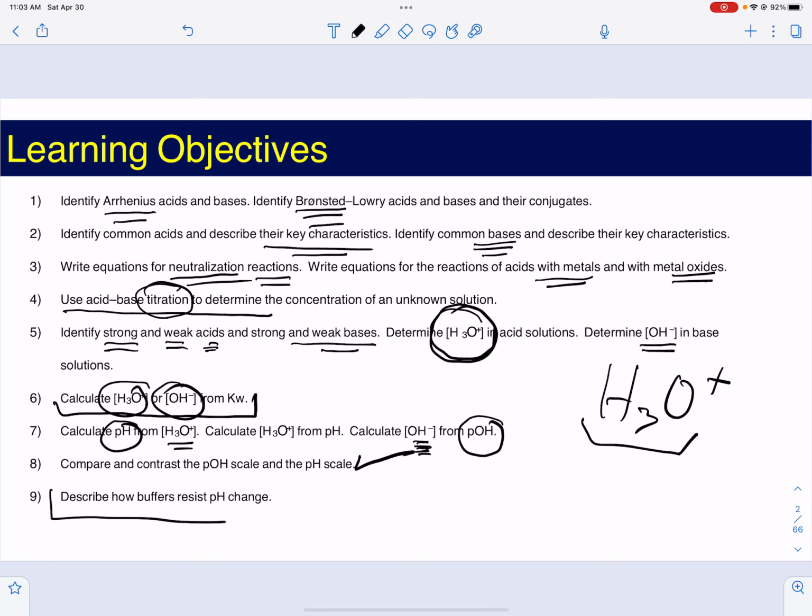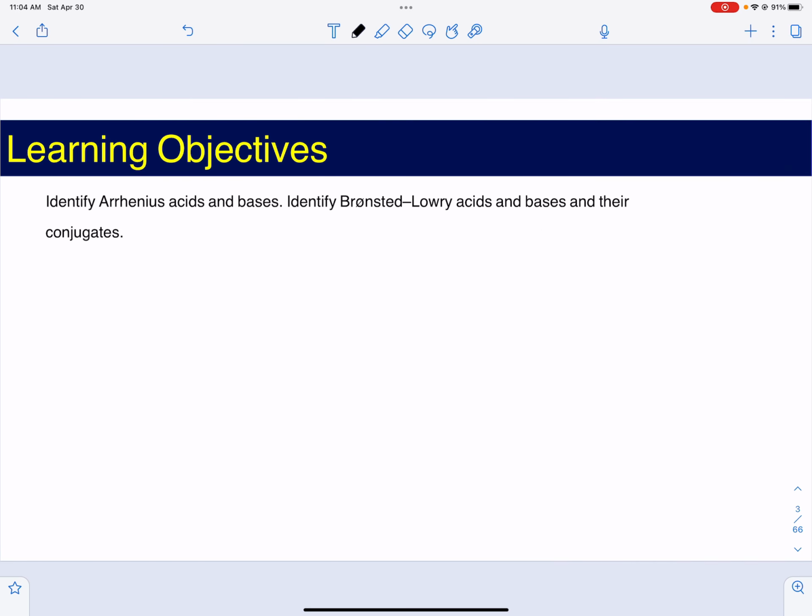We're going to close the chapter by talking about buffers. Buffers are very easy to understand, but super important. As important as, if your buffer fails right now, you will be dead. Your blood has to be, no matter what, somewhere between 6.8 and 7. I don't remember exactly what it is, but it cannot move from whatever that range is. A buffer is what prevents your blood from changing pH. If it changes, you will be dead. So it's extremely important. Let's go ahead and begin by understanding what an acid is.